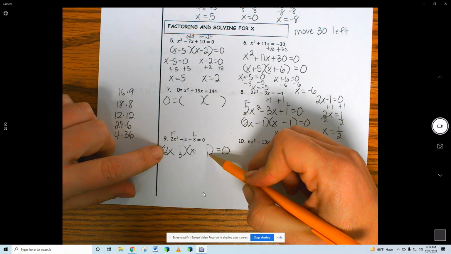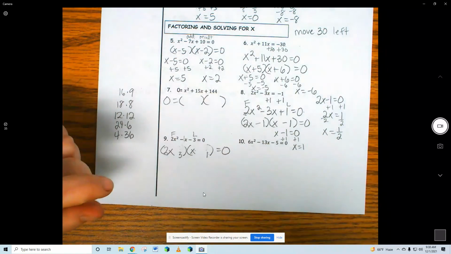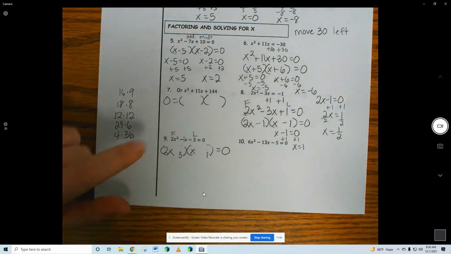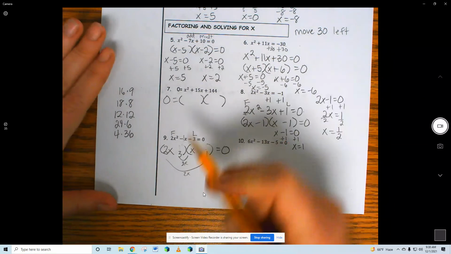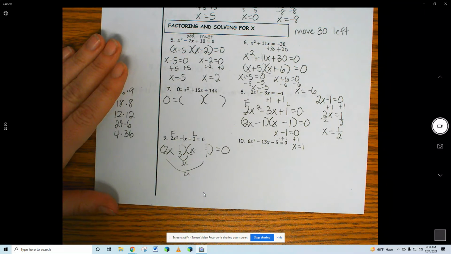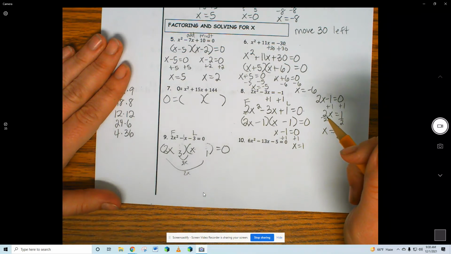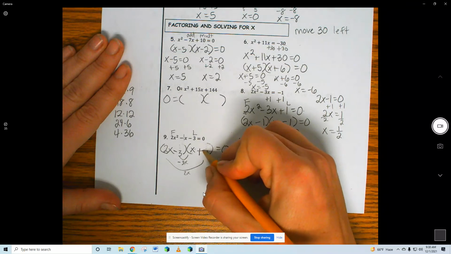2x times 1, 2x. 3 times x, 3x. Did 2x and 3x make 1? I get it if I subtract them. So where should a negative be? If this is the 3x and this is the 2x, which one should be? I want a negative 1. How do I get a negative 1 from a 2x and a 3x? Negative 3. So then I put this minus sign here. 2x minus 3, x plus 1.